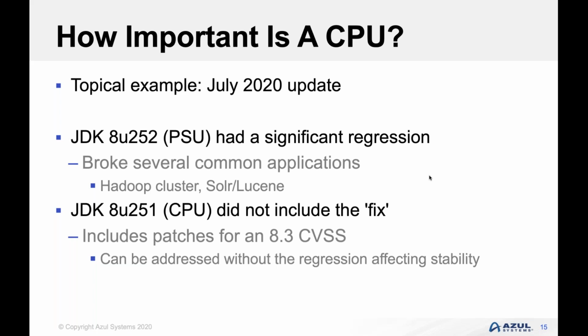So that would mean that if you were worried about the fact that the update in July had a CVE which had a score of 8.3, and you said, okay, well, we really need to address that in our systems, then you could roll out the CPU and have that security vulnerability addressed, but you don't need to worry about the fact that the PSU also included this change which would break things like Hadoop Cluster and Solr and so on. You could then wait for another update to come out, which will happen shortly, which includes a fix to the fix, so that you can then roll that out and have the full PSU available for your system. So again, it's about having maximum security, but also maximum stability.